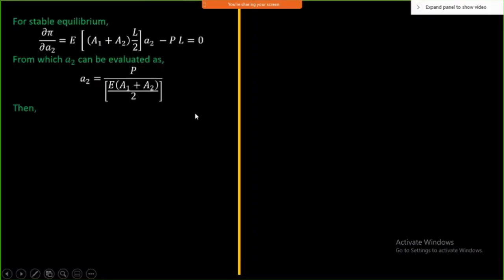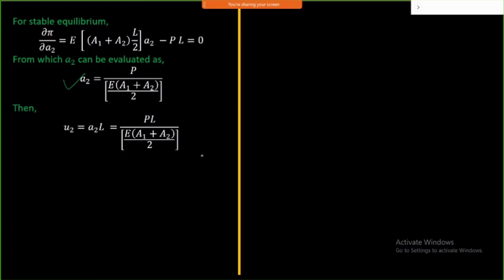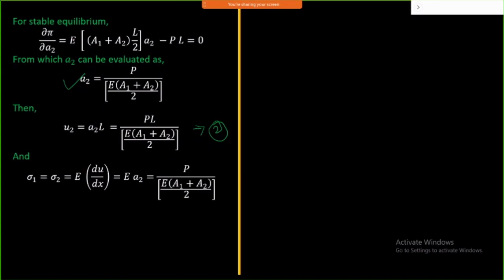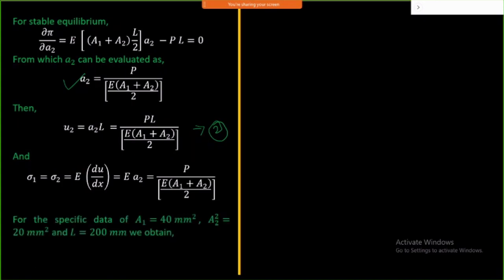So here we got a potential, that is a stable equilibrium, and for stable equilibrium, this potential should be 0. Now we got an A2 value, and that A2 value you can finally substitute into your equation. We got a displacement at node number 2 by this relation. Okay, and also we can determine the stresses.